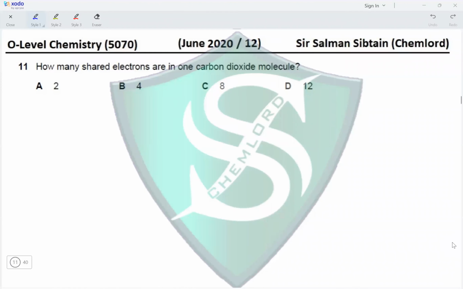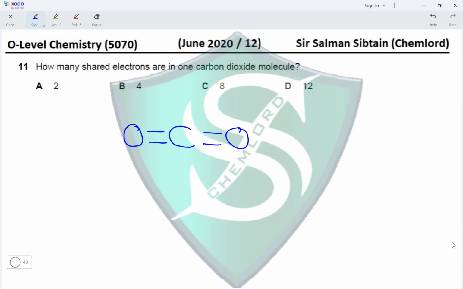Hi guys, this is O-level chemistry, paper 12, June 2020, question 11. How many shared electrons are in one carbon dioxide molecule? Shared electrons. So the structure of carbon dioxide has a carbon in the center with an oxygen on both ends and a double bond between the carbon and the oxygen atoms.